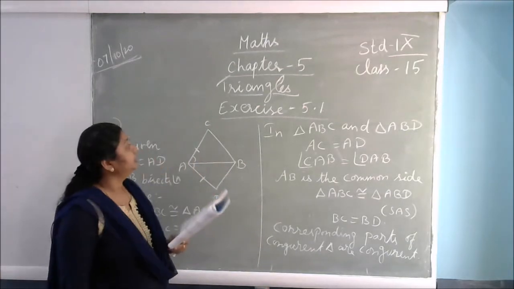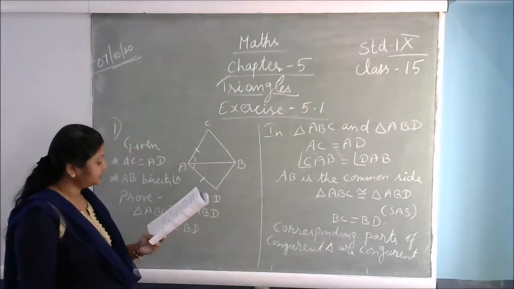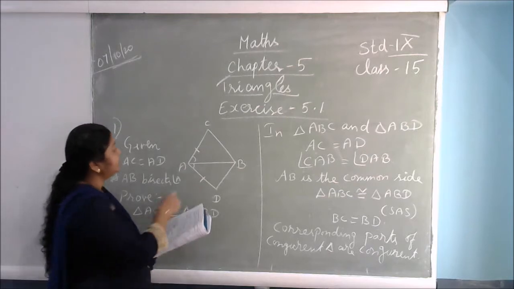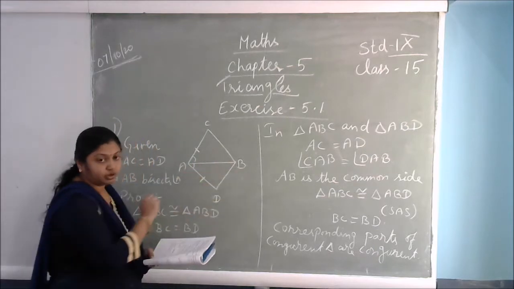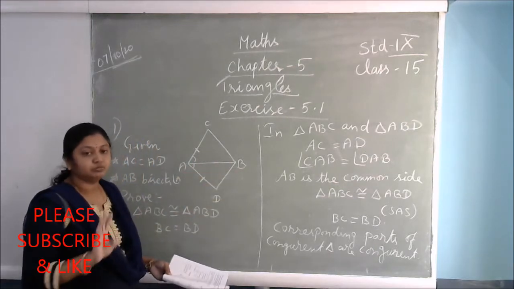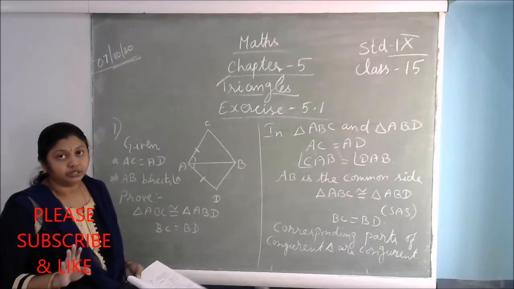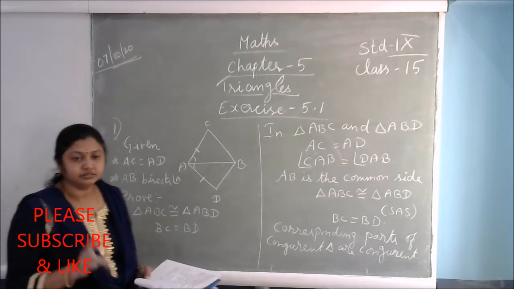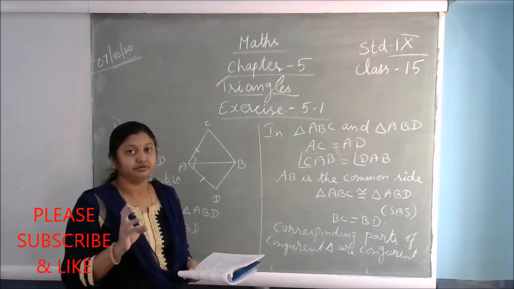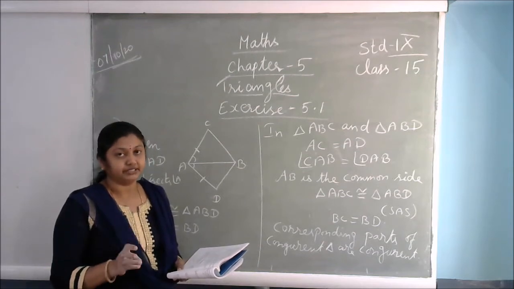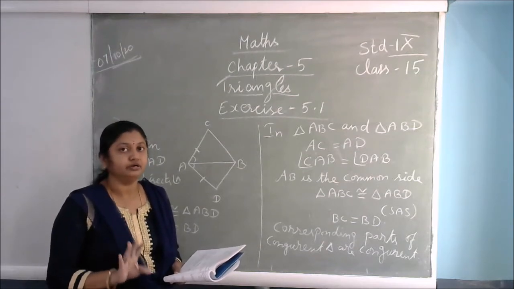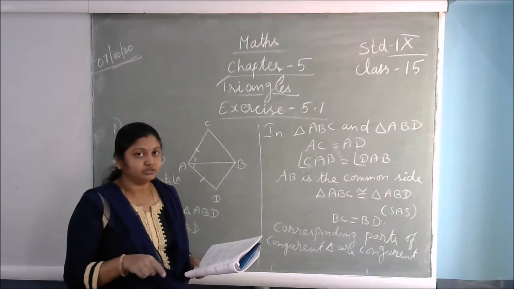In exercise 5.1, the first sum is on a quadrilateral. This is the quadrilateral. What is a quadrilateral? A four-sided polygon. So what are polygons? Polygon means a triangle, square, rectangle. These figures are called polygons. Hexagon, octagon, those figures are also called polygons. It's a closed figure.